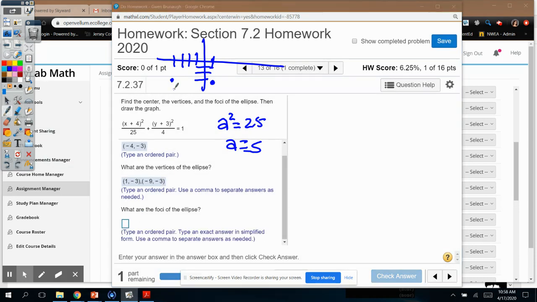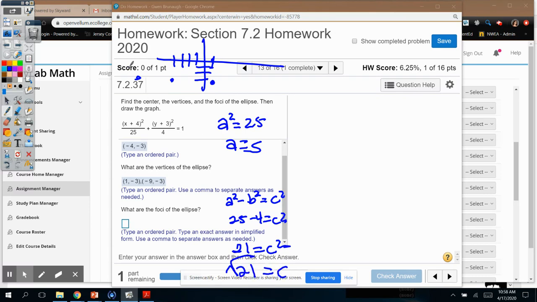Okay, so where are the foci? The foci are in the same direction as that. So the negative 3 is going to stay the same. I've got to find the c value. So it's a squared minus b squared is c squared. 25 minus 4 is c squared. So 21 is c squared, which means c is the square root of 21.